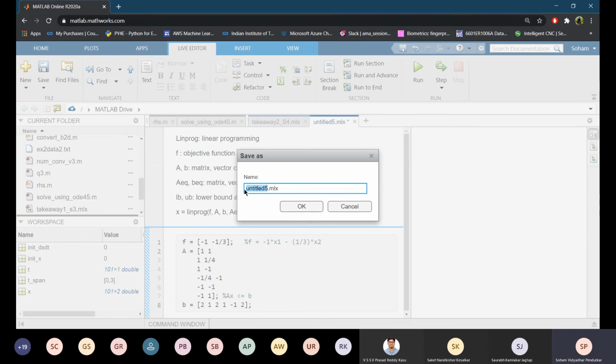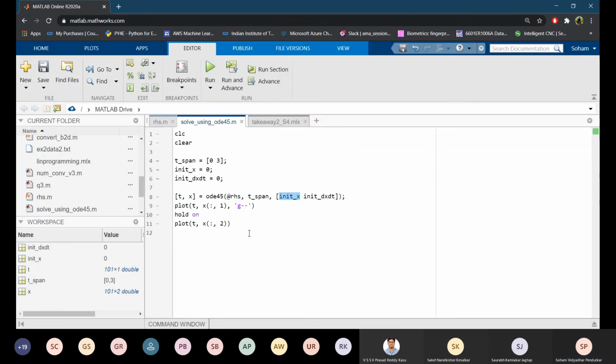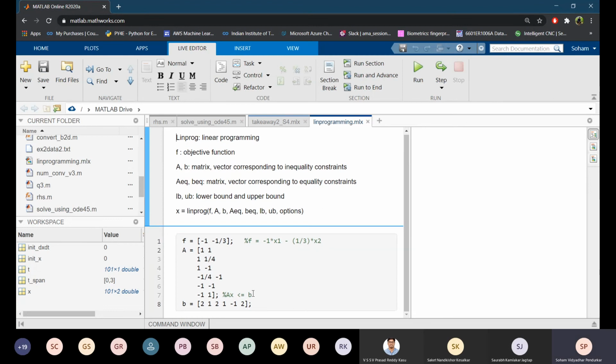Save. What is this linprog programming? Okay. So now, since I've got f, A and b, I'll explain later why I wrote this. This is a syntactical condition. Then I defined f. Then I have my inequality constraints.